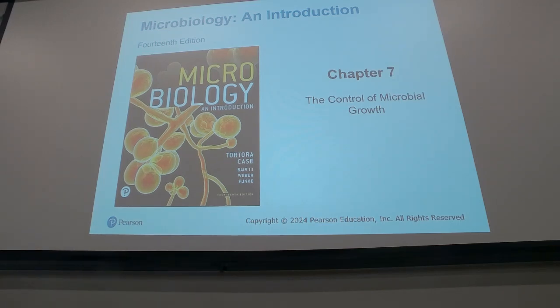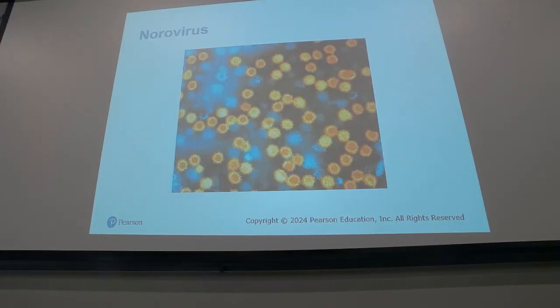Okay, so chapter 7 is about controlling microbial growth. In the previous chapter, we already saw the way that some bacteria grow, and we saw the growth curve, for instance. Now we're going to see how you control that microbial growth.